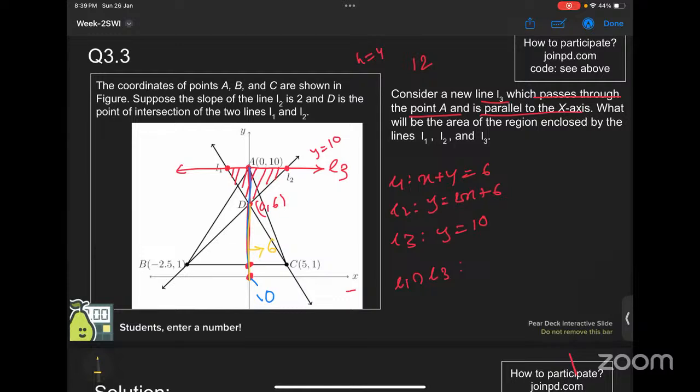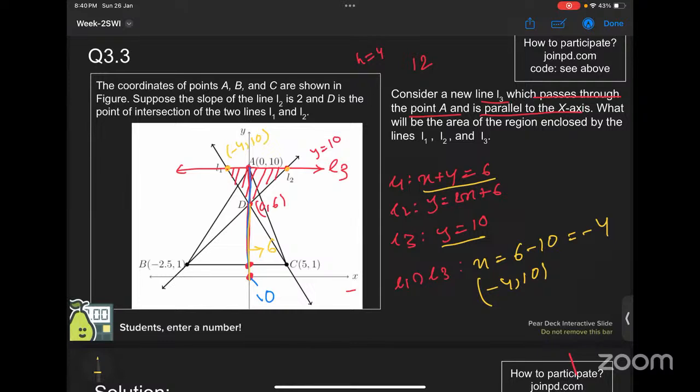So what is L1 intersection L3? We have to just put the value of L3 in the equation of L1, right? So we will get x equals 6 minus 10, that is minus 4, right? So L1 intersection L3 will be (-4, 10). That means the coordinate of this point is (-4, 10).